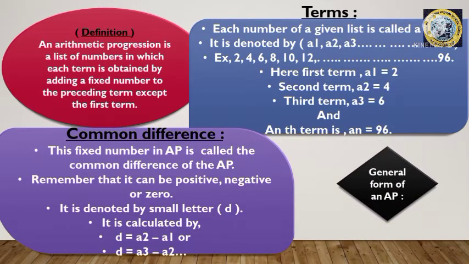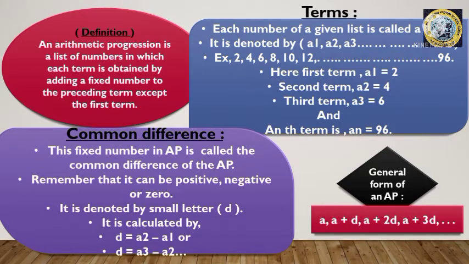Fourth point we discussed here, the general form of an AP, which is a, a plus d, a plus 2d, a plus 3d, and so on. These are all the points we discussed in our last class.